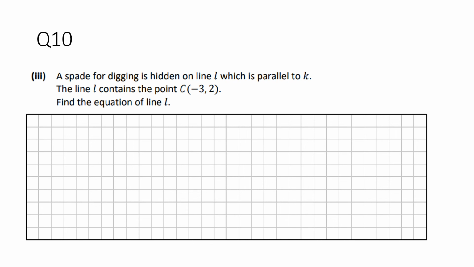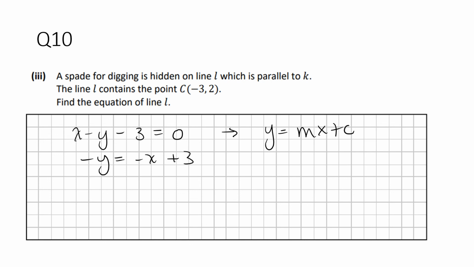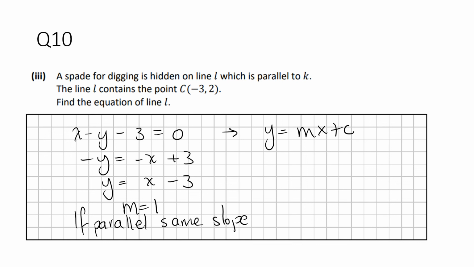So if it's parallel to K, it's going to have the same slope. So we need to read it from the line there, so we need to rearrange it in the format of y is equal to mx plus c. So minus y is equal to minus x plus 3, change the signs, y is equal to x minus 3. That means that m is 1. So if it's parallel, it's the same slope. So we can use that, and we want to use the point (minus 3, 2).